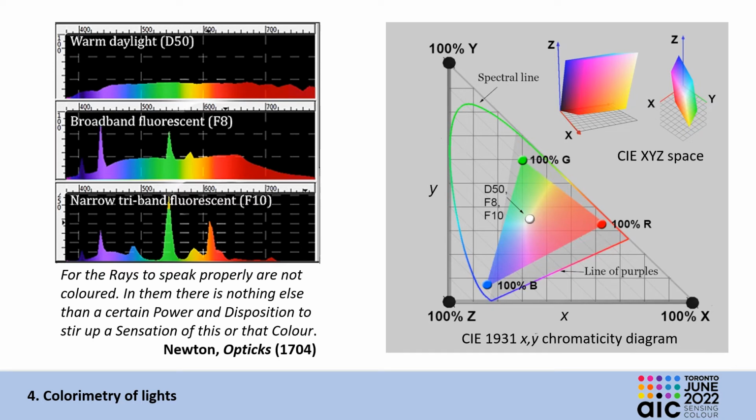A colorimetric specification of a light represents a class of physically varied lights having a common disposition to evoke a perceived colour, in the sense that they would be expected to match in perceived colour when viewed under the same conditions. A colorimetric specification of a light may thus be said to quantify what Newton called colours in the rays, meaning the light's power and disposition to stir up a sensation of this or that colour.